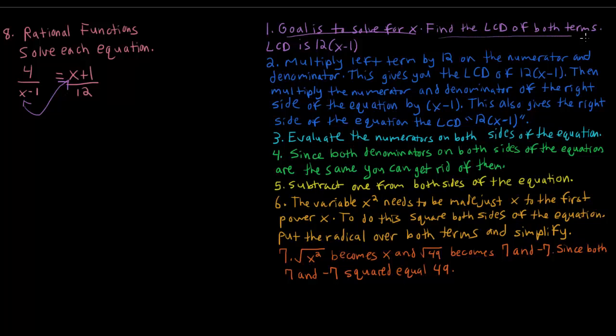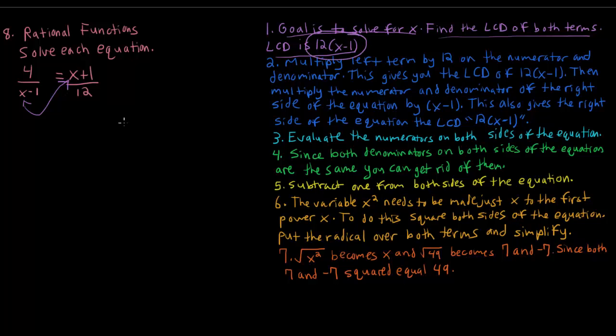In this case, the LCD is 12 times x minus 1. You've got a denominator of 12, a denominator of x minus 1. The easiest way to get the LCD is just combine them by multiplying. So 12 times x minus 1 is our LCD, so let's put that in there.